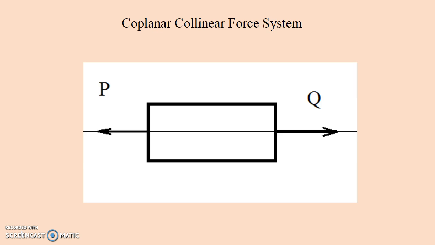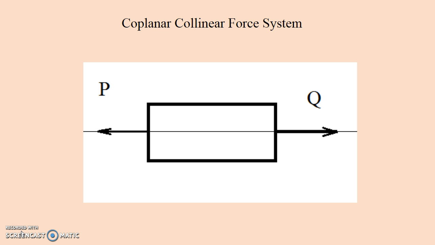So this is a coplanar collinear force system. In the picture, we can see a rectangular plate placed on a floor. It is acted upon by two forces P and Q at two ends. And if we observe, the line of action of these two forces is the same. Hence we call these two forces collinear forces.